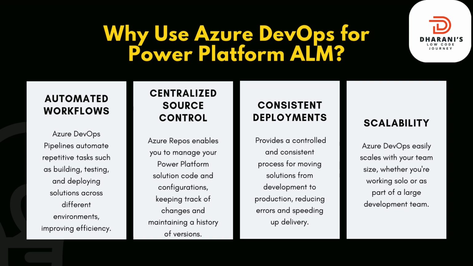Next up is centralized version control. Using Azure Repos, you can track every change you make to your solution. It's like having a timeline of your project's progress where you can see what was changed, when, and by whom. If something goes wrong, you can easily roll back to a previous version. This level of control is invaluable, especially when multiple people are working on the same solution.